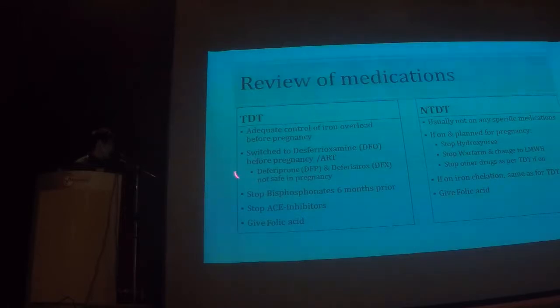So if you're on iron chelation before pregnancy, before the patient's actually pregnant, you should switch to desferrioxamine because it doesn't cross the placenta that much, because it's a large molecule, whereas deferasirox and deferiprone are not safe. If the patient is on bisphosphonates, because of the long half-life, stop 6 months prior. Stop ACE inhibitors if the patient is on them. Because ideally, it all depends on the iron status. If it's not fit, the patient should not get pregnant.